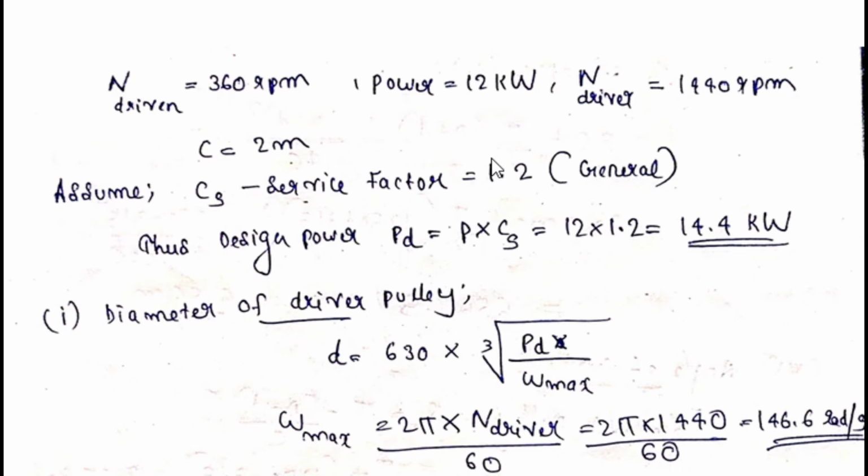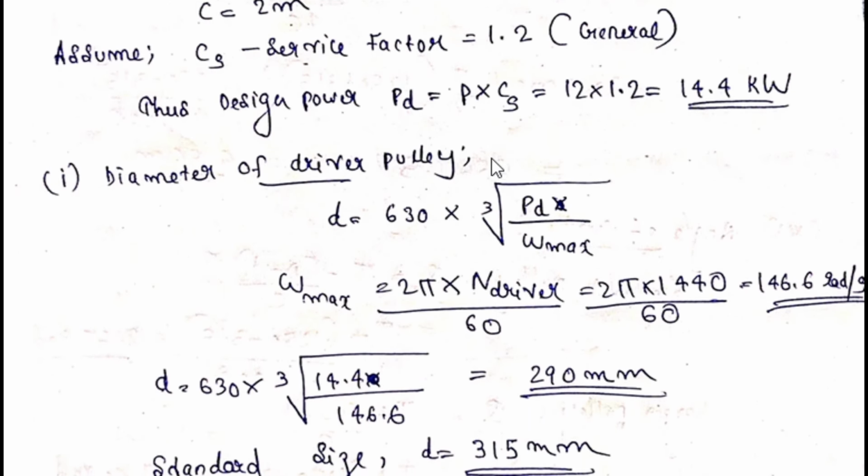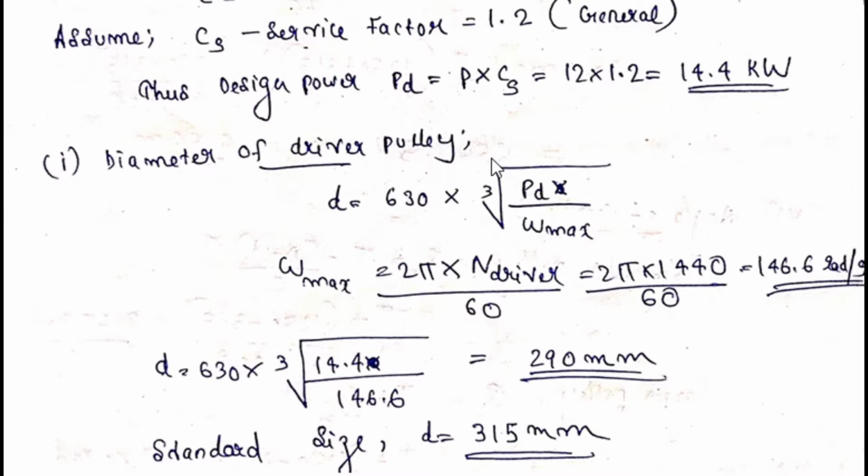Next, the first thing we have to find in this type of problem is the diameter of the driver pulley. That is taken as small d. Not the driven, it's the driver. In this case, that's the motor. That is found by the equation 630 into cube root of PD by W max. W max, the maximum angular velocity, can be found out by the equation 2 pi n by 60. That n should be the RPM of the driver.